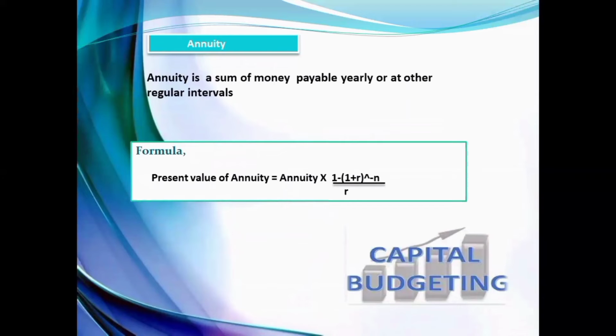Next one is annuity. Annuity is a sum of money payable yearly or at other regular intervals. We can find annuity by this formula. Present value of annuity equals annuity x (1 minus (1 plus r) power of minus n) divided by r.